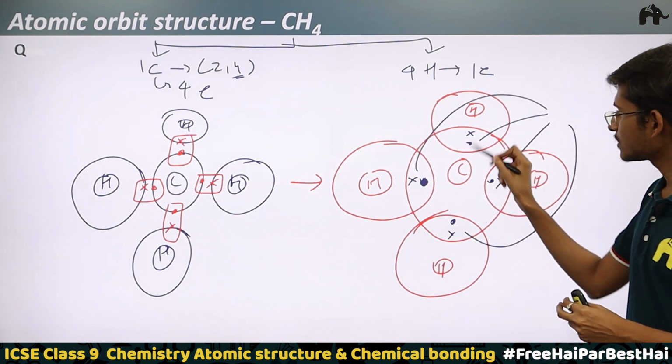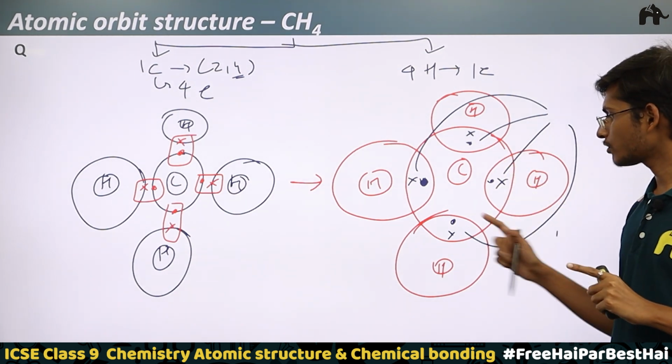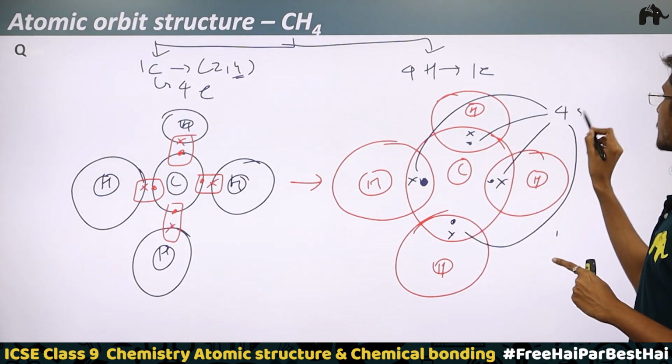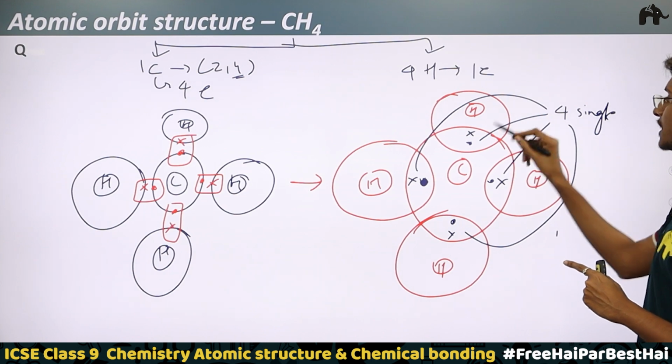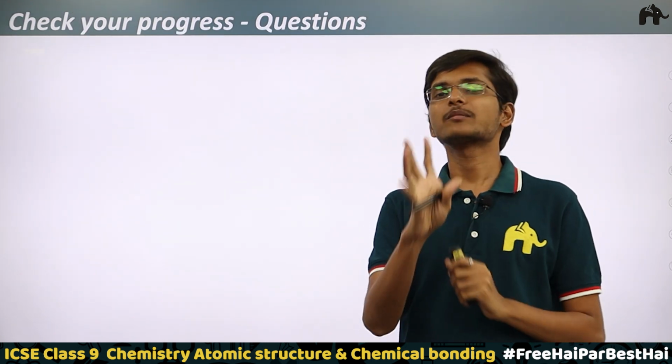Correct? One mutually shared pair of electrons means 1 single covalent bond, 1 single covalent bond, 1 single covalent bond, 1 single covalent bond. So 4 single covalent bonds between carbon and the hydrogen atoms. Clear? Okay friends, now let's see some questions.